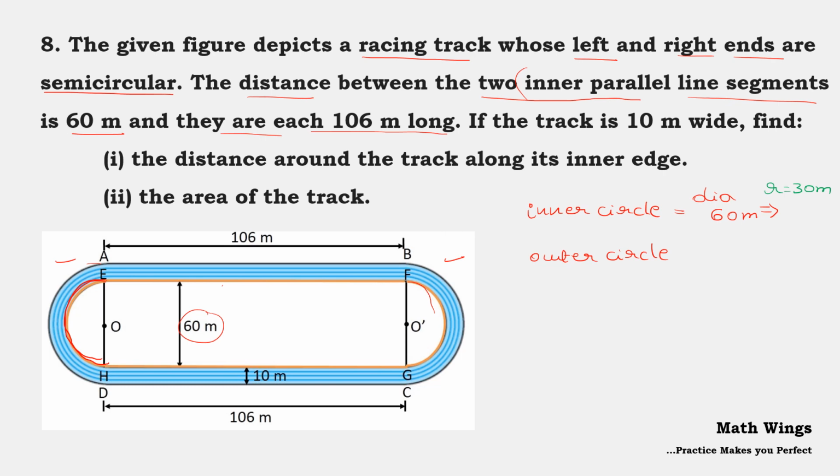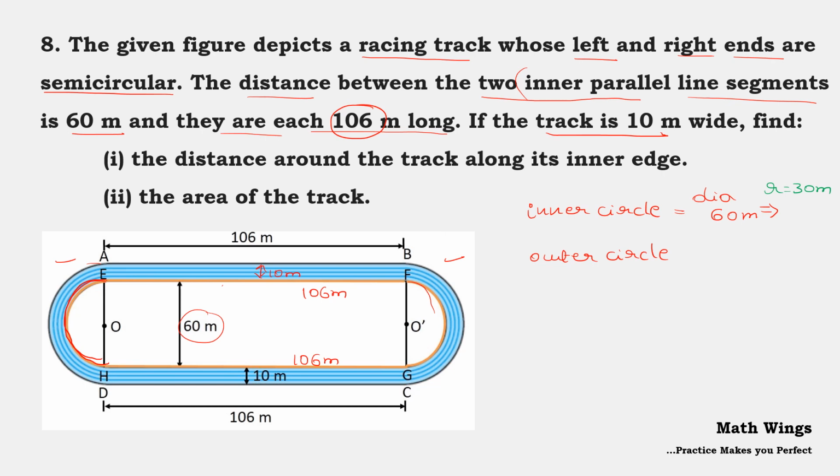They have also given that the length of the inner edges, or the length of EF and HG, is equal to 106 meter. So this is 106 meter here. Correct? Yes. Now, what else have they given? They have given that the track is 10 meter wide. That is the width of the track, that is 10 meter.